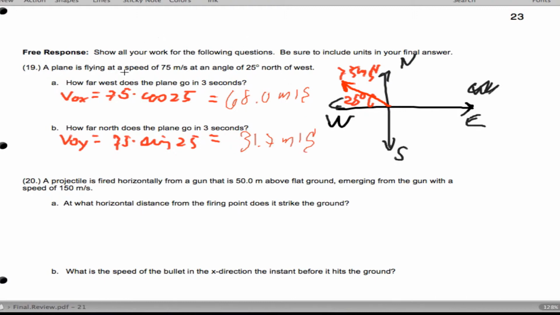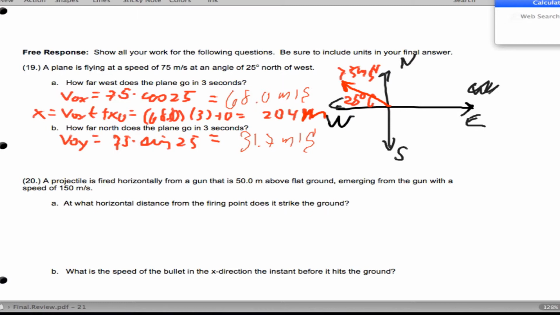Now I want to go ahead and get how far it goes. So x equals v naught x t plus x naught, and that's going to end up giving me 68.0 times 3 plus 0, and that works out to 204 meters. Let me make absolutely sure I got that right. All right, got it. Now we repeat in the y direction.